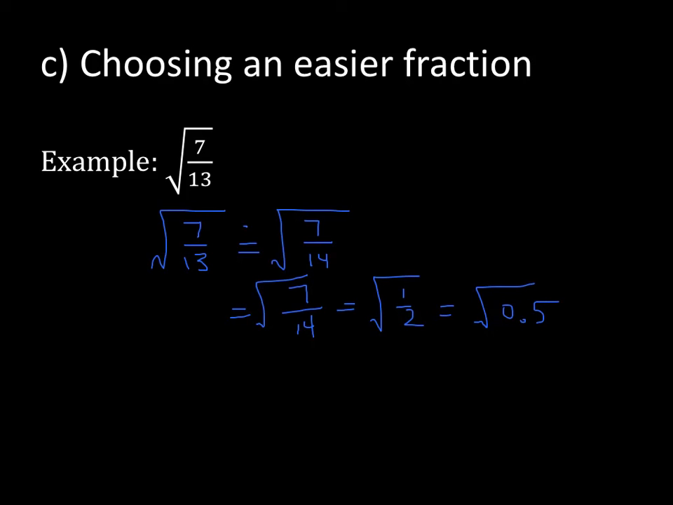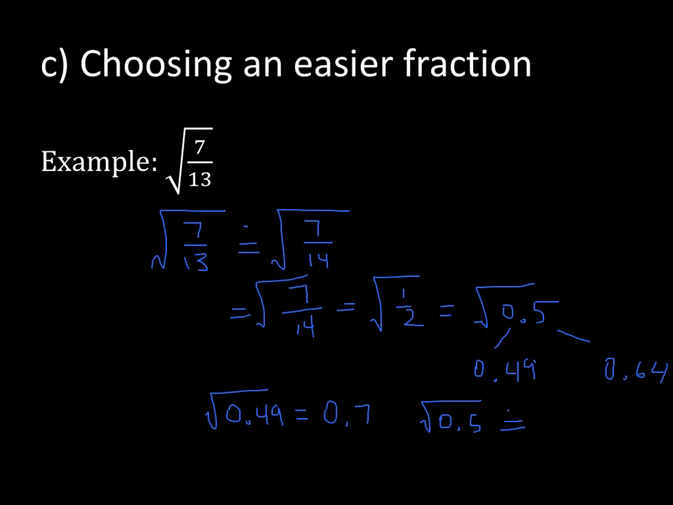I can now use benchmarks because I know 0.5 is very close to 0.49 and quite far away from 0.64. So if I was to estimate to the nearest tenth, I know that the square root of 0.49 is equal to 0.7. So I can say that the square root of 0.5 is approximately equal to 0.7.